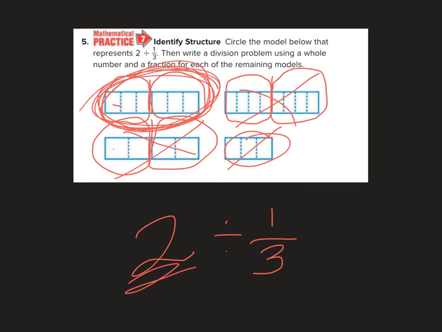Then write a division problem using a whole number and a fraction for each of the remaining. So this would be 2 divided by 1/4, right? Because we're dividing it into fourths. This would be 1 divided by 1/3, because that 1 was divided into 1/3 pieces. And this one here would be 2 divided by 1/2, right? Cut each piece into 2 pieces, 1/2.